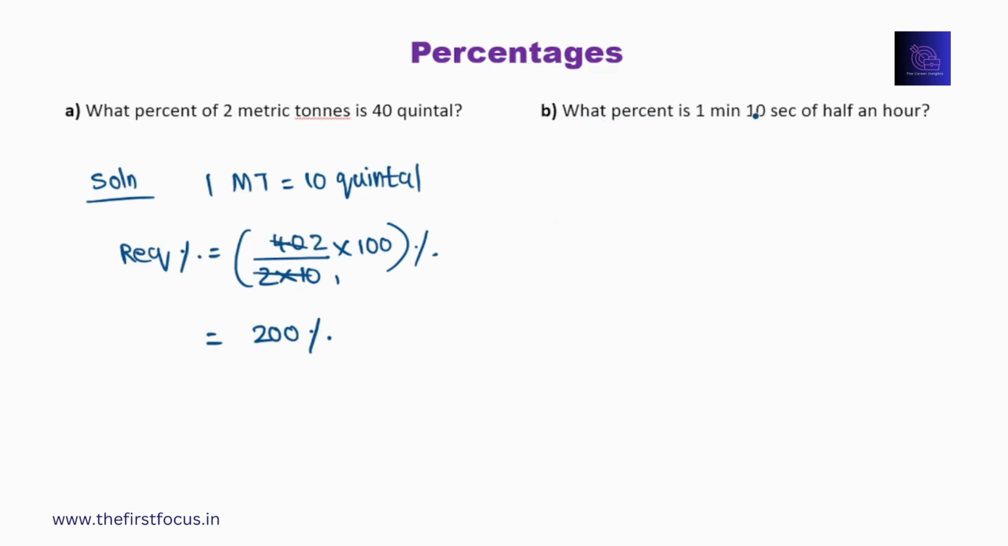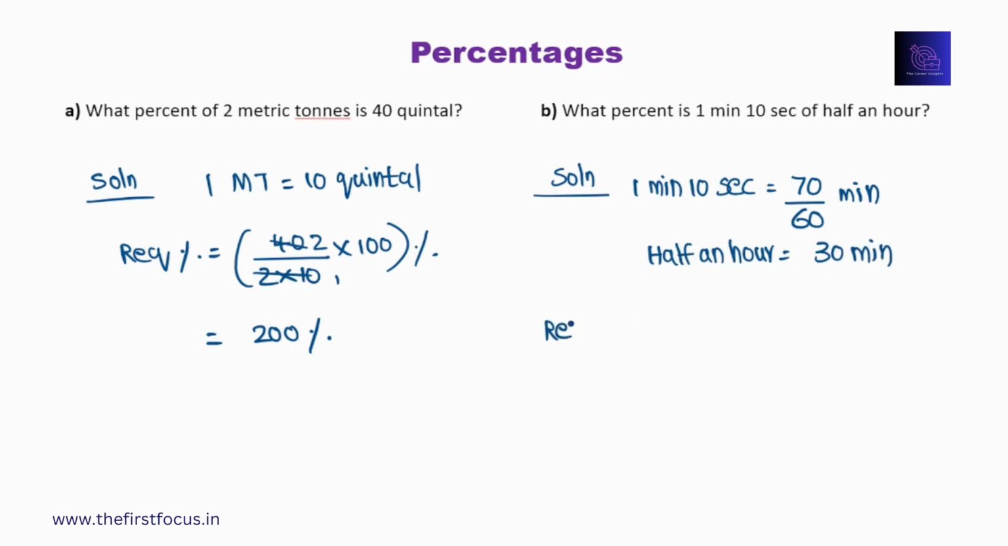Let's see our second problem. What percent is 1 minute 10 seconds of half an hour? Here there are three different units used: minute, seconds and hour. We have to convert it into a common unit, hour to minutes and seconds to minute. Then 1 minute 10 seconds is 70 seconds. On converting it into minutes, we divide by 60. So we get 70 by 60 minutes. Half an hour is 30 minutes.